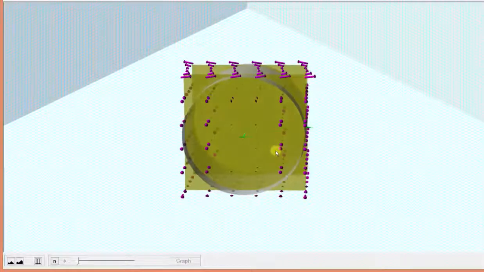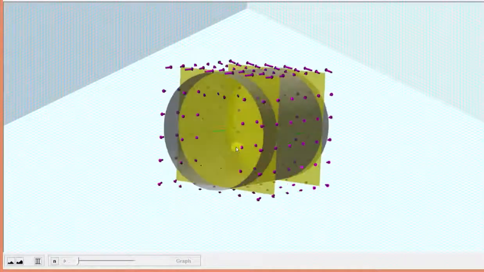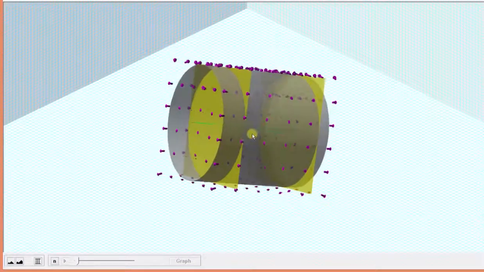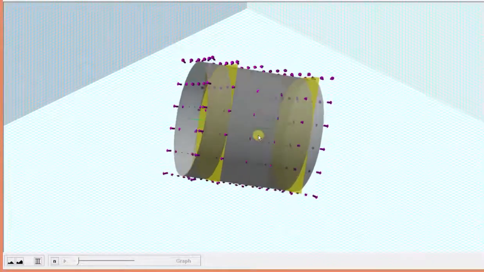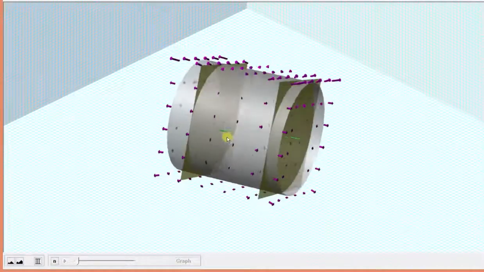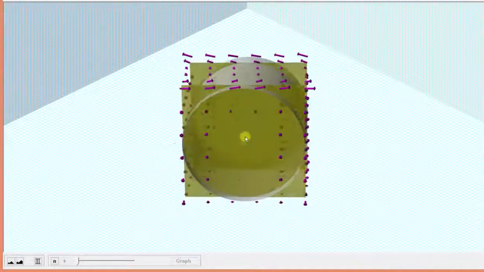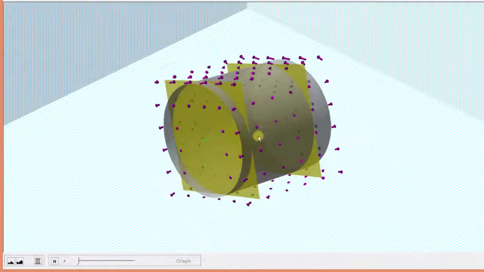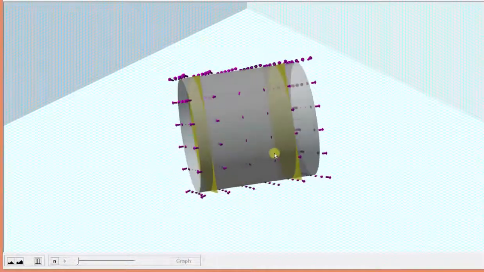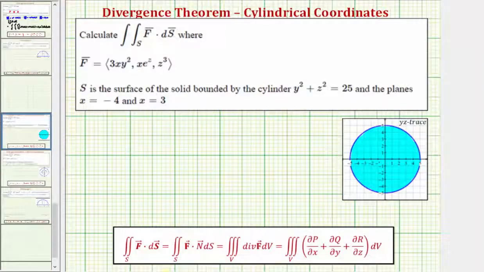The surface S is the surface that bounds the cylinder between these two yellow planes, which are x equals -4 and x equals 3. And the vector field F is graphed in purple, and therefore the value of the flux integral will give us a net flow across the surface of this cylinder. Before we set this up, though, let's review the divergence theorem.